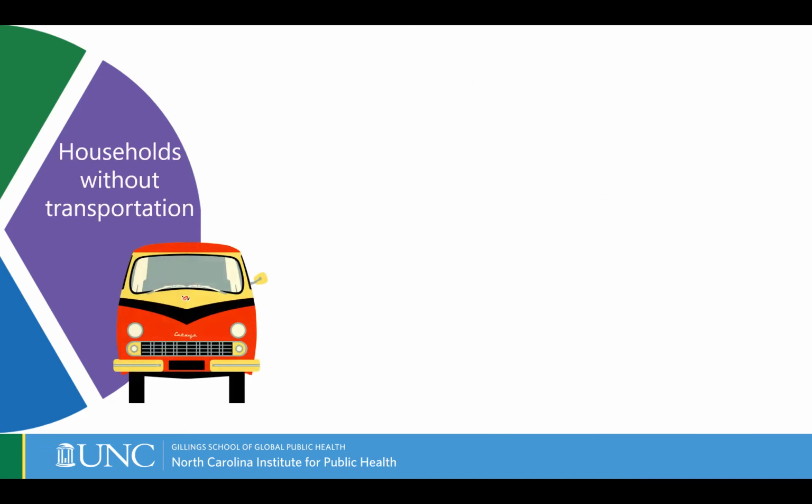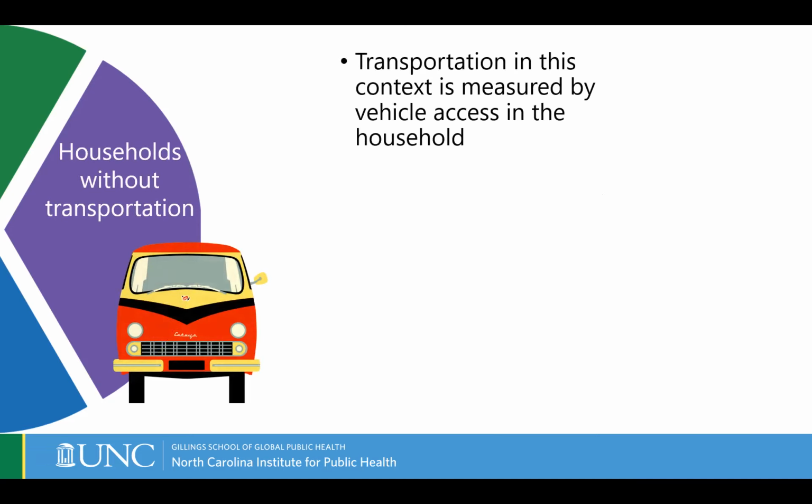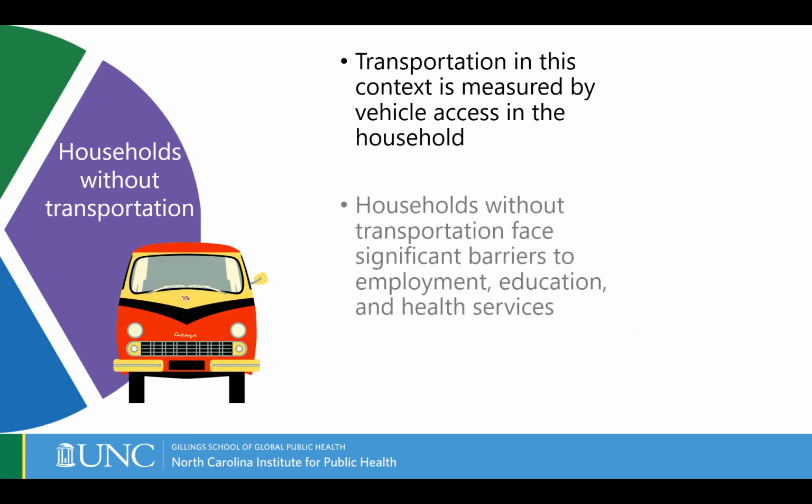For this indicator, we calculated the percentage of households that do not have access to a vehicle in a given census tract. Households that lack transportation are more likely to delay or skip seeking care. Lacking transportation is a significant barrier affecting access to employment, education, food, and many other social determinants of health. Even though this estimate often has a low reliability, we include it here because it's such an important social determinant for those lacking transportation.